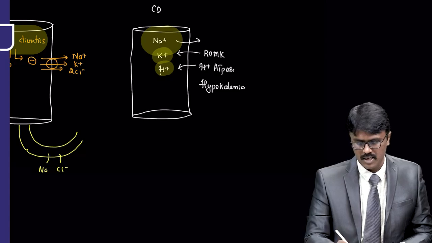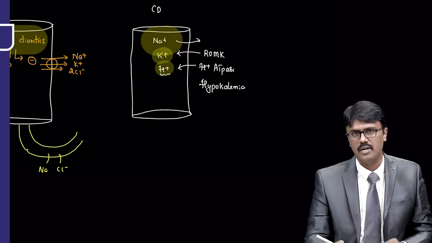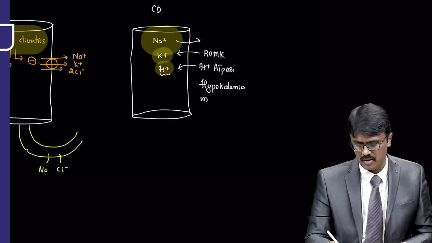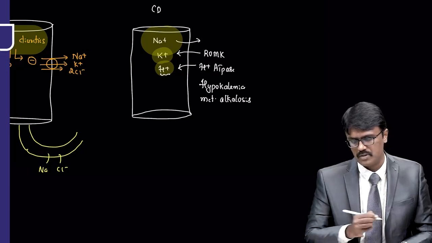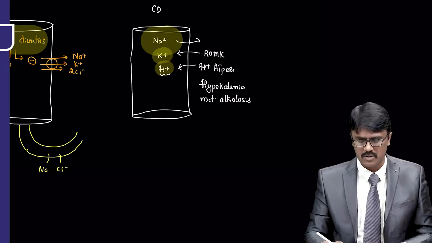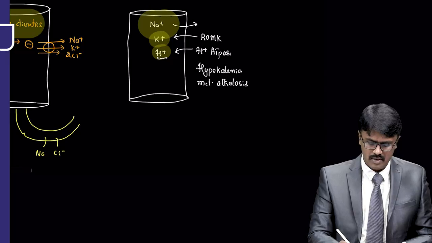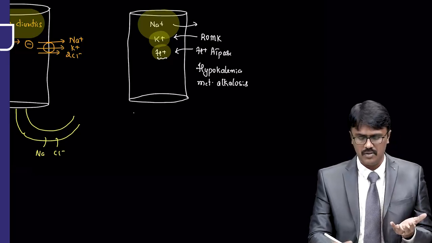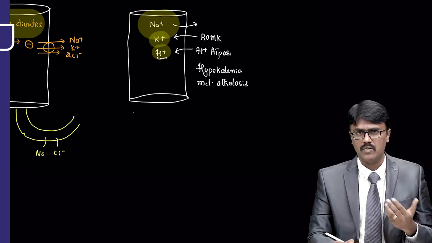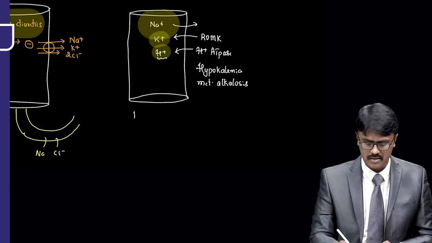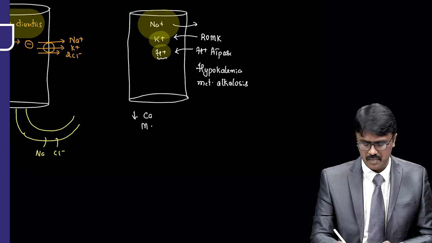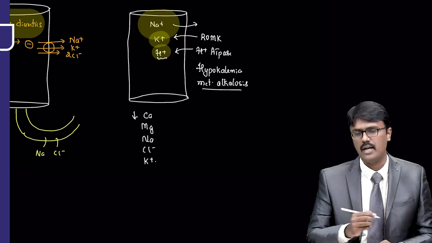Along with that, you are losing H+ out. So what do you see? When you are losing a positive ion, you will see obviously metabolic alkalosis. So loop diuretics are known to produce hypokalemia and metabolic alkalosis. So this is the basics. All the ions will decrease and it will eliminate sodium in the urine. It will eliminate potassium, chloride, calcium and magnesium. So calcium, magnesium, sodium, chloride, as well as potassium are lost, and it will produce metabolic alkalosis.